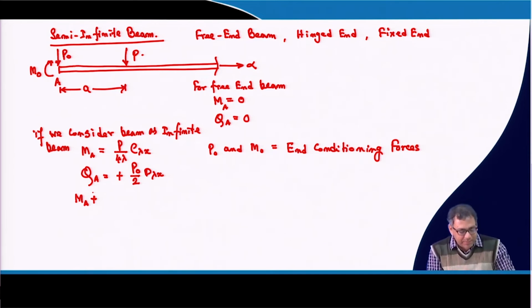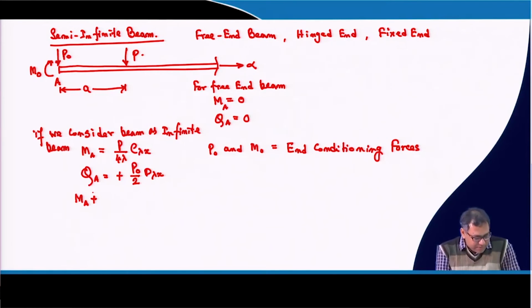So that means there will be 3 moments. What are the 3 moments? To make the net bending moment and shear force 0, we have applied a concentrated force P_0 and a concentrated moment M_0. So at the point there will be a moment due to 3 forces: one due to P, one due to P_0 and one due to M_0. The moment due to P is as per the expression I have given.